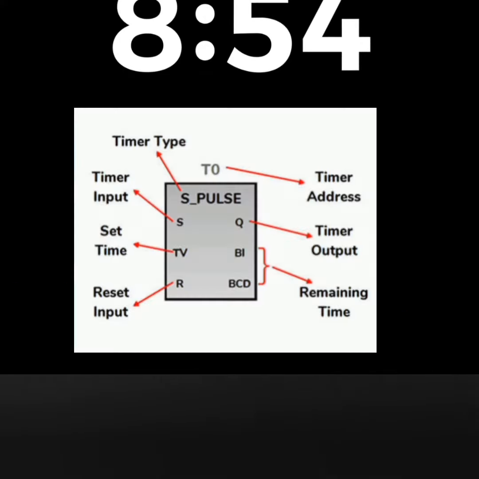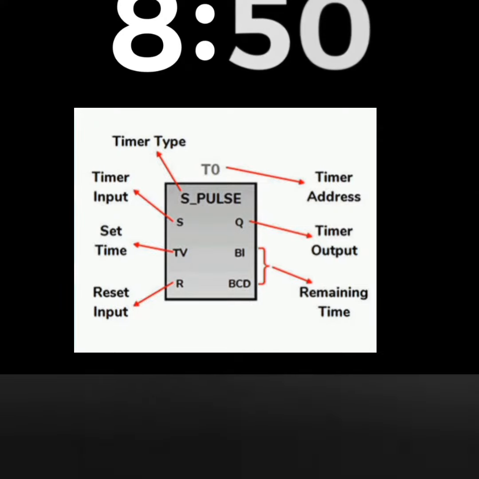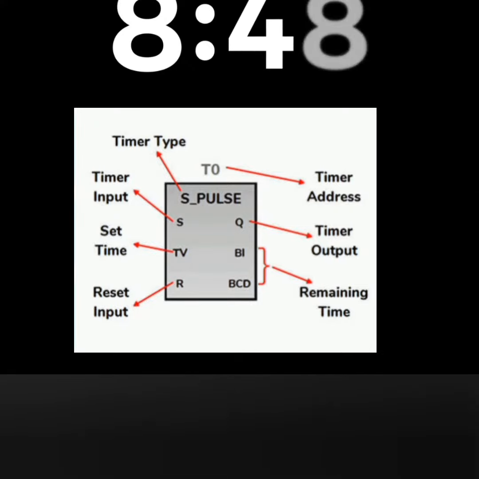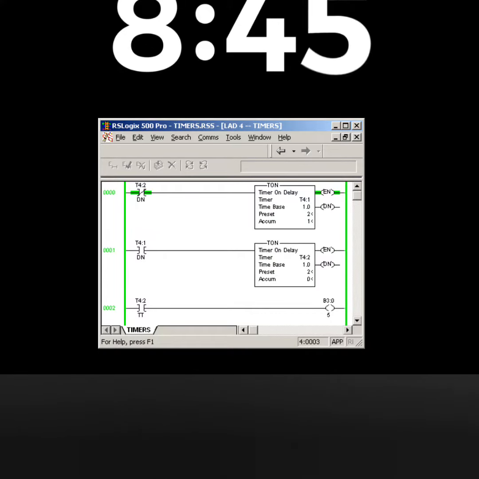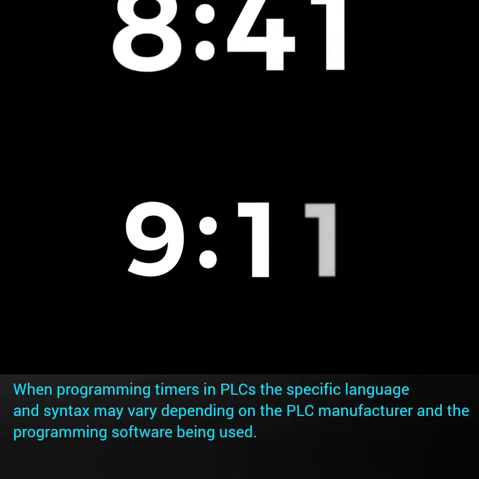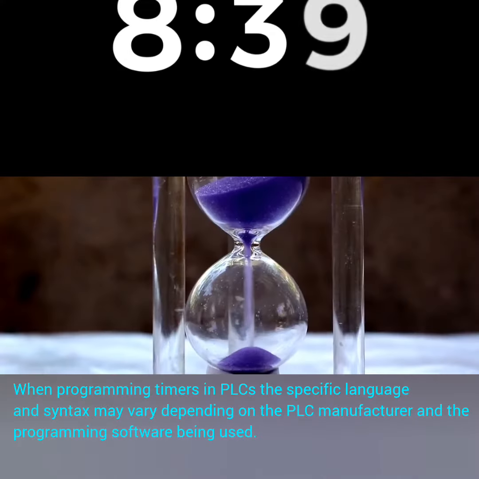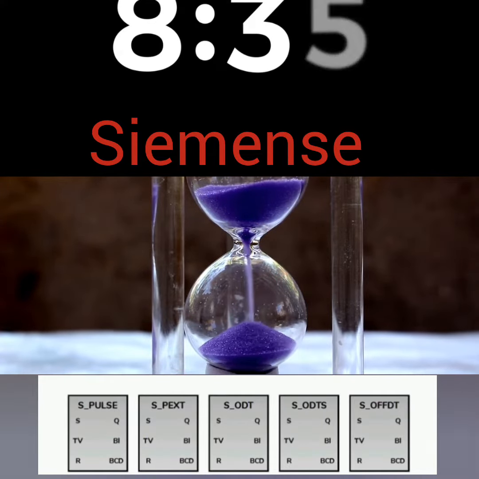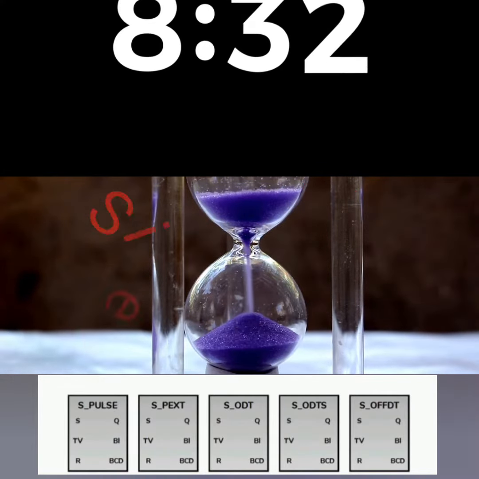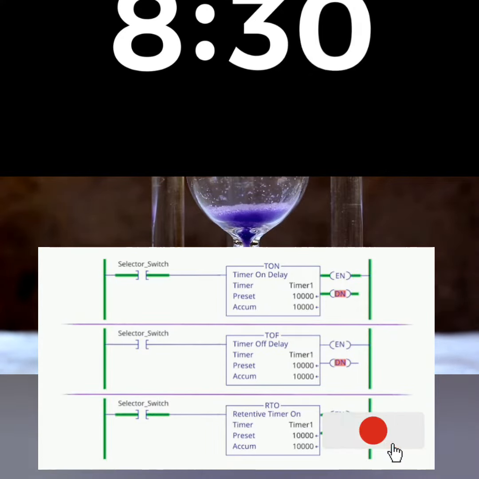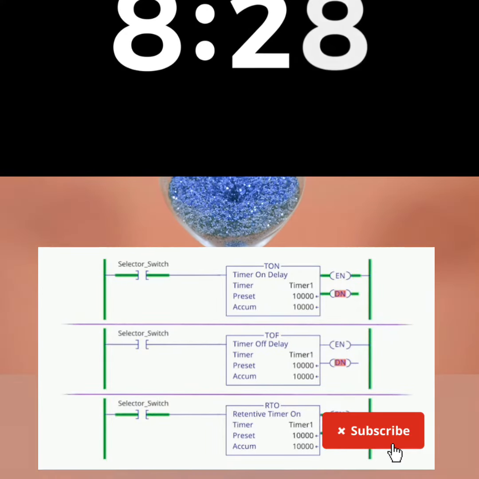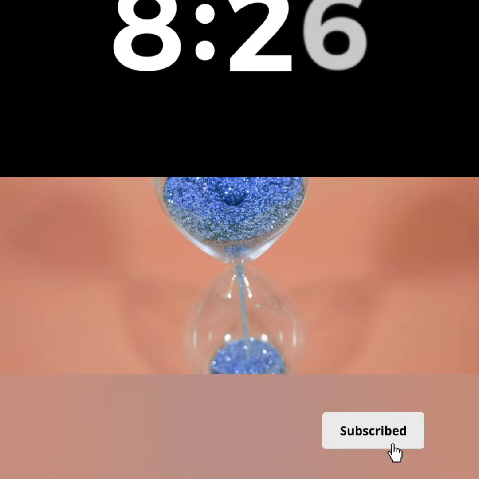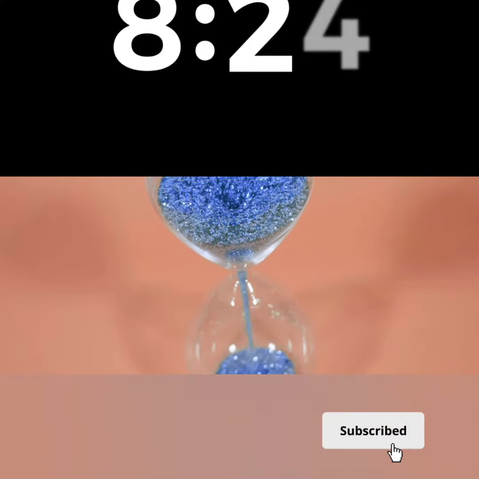PLC timers can also have other features such as preset values, reset controls, and multiple timing ranges: milliseconds, seconds, minutes, etc. Additionally, timers can be cascaded or nested to create more complex timing functions. When programming timers in PLCs, the specific language and syntax may vary, depending on the PLC manufacturer and the programming software being used. However, common elements in timer programming usually involve specifying the timer type, setting the preset time value, monitoring the input condition, and controlling the associated output.